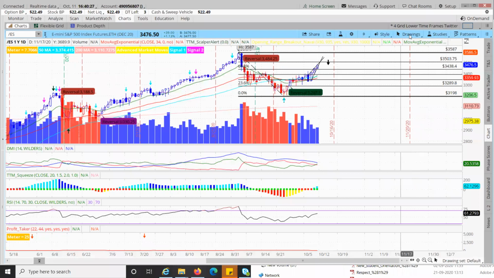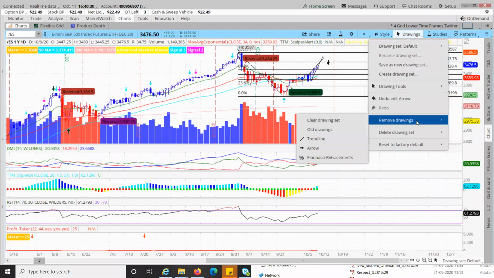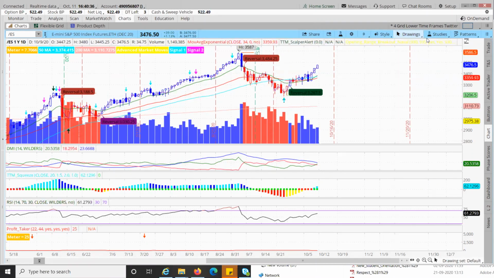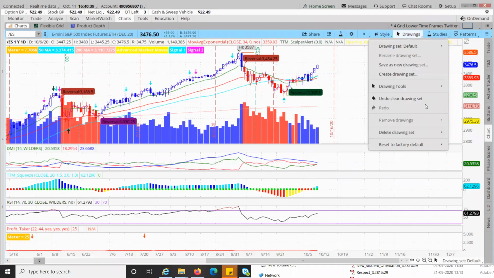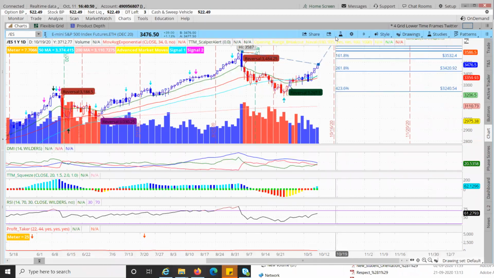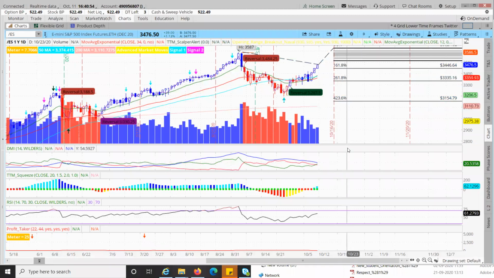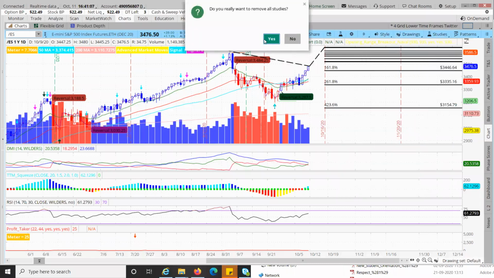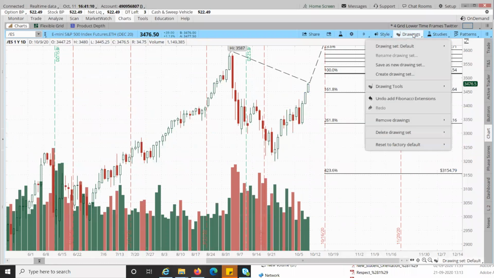So supposedly, let me remove this. If I try to make Fibonacci extensions, let me just clear this entire piece and then studies, remove studies. Let me just have candles. Remove drawings.